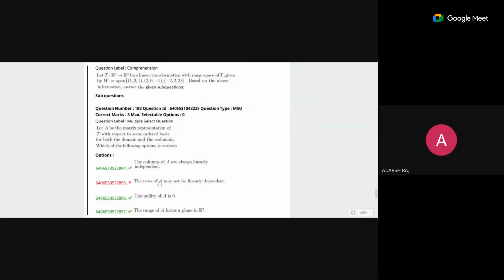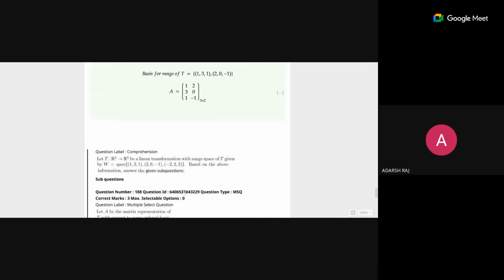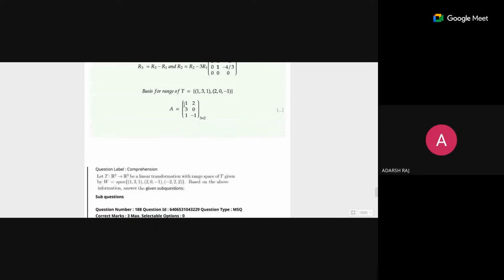The rows of A may not be linearly independent. Can this be possible? False. So it means the rows of A may not be linearly independent, sorry, dependent. So it can be dependent, right? Yes, correct.